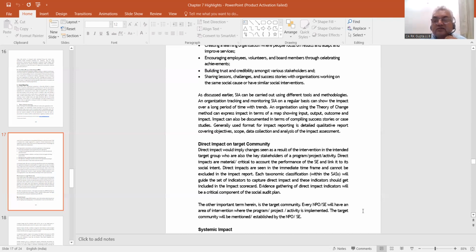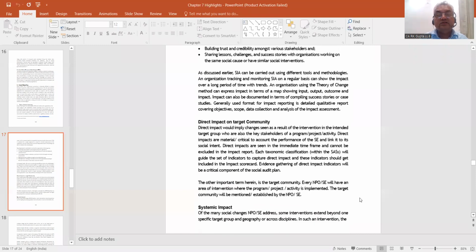So each taxonomic classification within the social audit standards will guide the set of indicators to capture direct impact, and these indicators should get included in the impact scorecard. So evidence gathering of direct impact indicators will be a critical component of the social audit plan. The other important term herein is the target community. Every NPO or social enterprise will have an area of intervention where the program, project, or activity is implemented. This target community will be mentioned or established by the NPO or social enterprise.